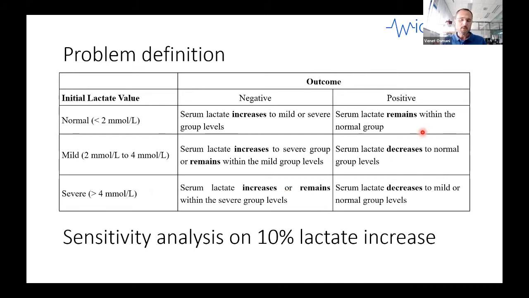And then, of course, the opposite of this, we have the positive outcomes. So if the patients remain within the normal group, this is considered a positive outcome. If it decreases, if it goes from mild to normal, it's positive, and so on. Since we also saw the guidelines that were suggesting a 10% increase in lactate levels, we also provided an alternative outcome definition. So if there is a 10% increase, we label that as deterioration.